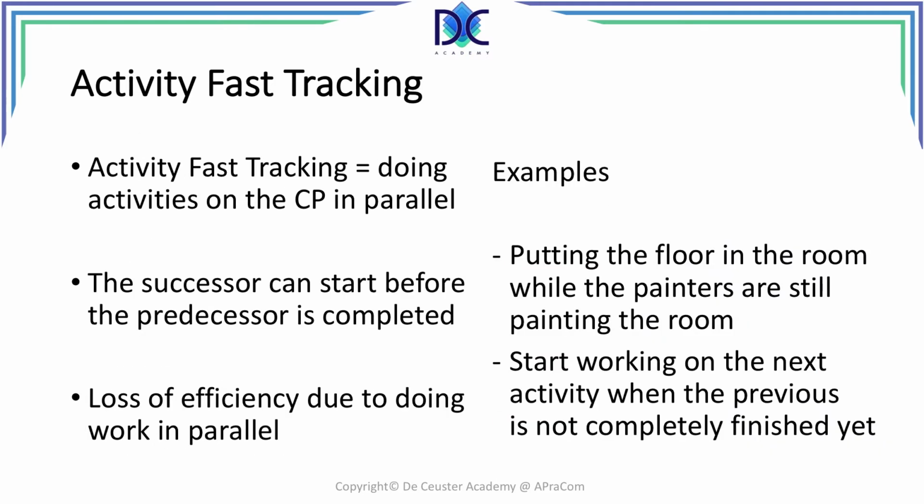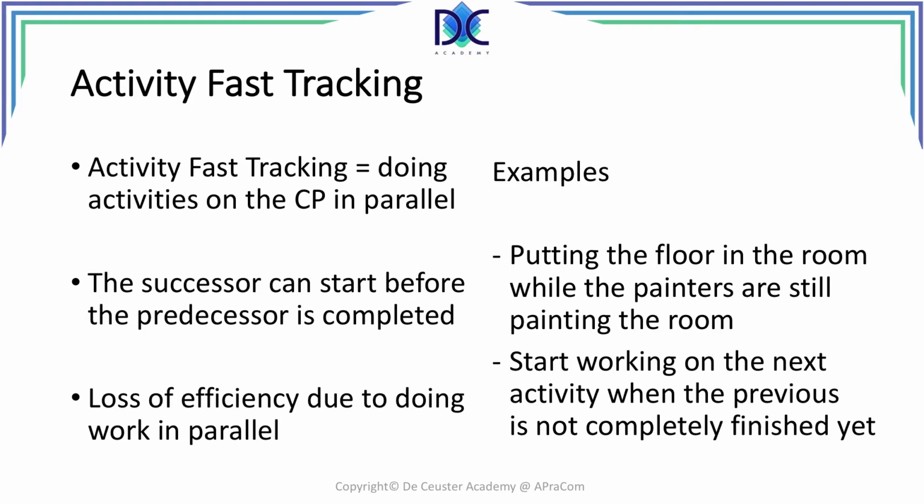Let's now have a look at another method to reduce the duration of the critical path, which is activity fast tracking, or simply called fast tracking. Fast tracking relates to doing activities in parallel. The successor task can start before the predecessor task has been completed. We have to calculate in some loss of efficiency because the people doing the work in parallel may interfere with each other. Some examples: putting in the floor in the room while the painters are still painting the room may lead to some additional work, and of course some additional precautions to take.